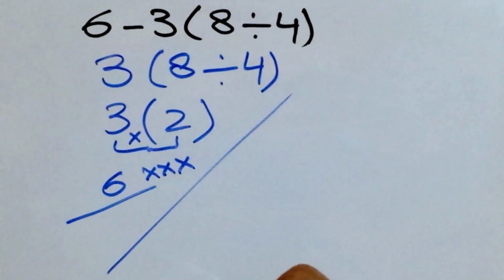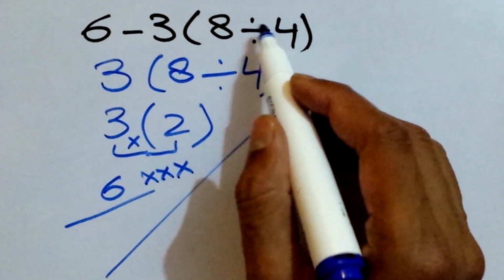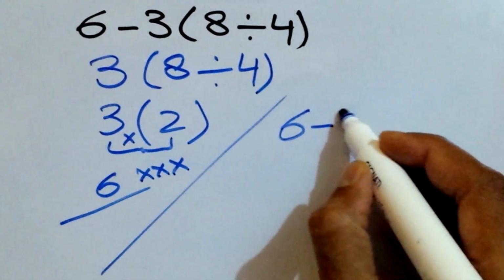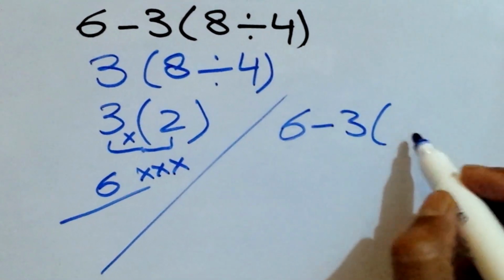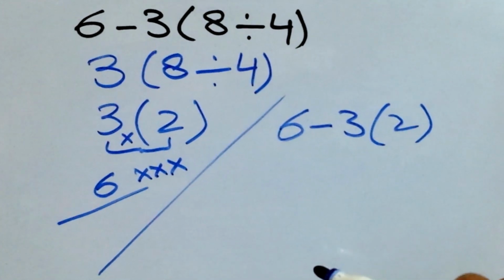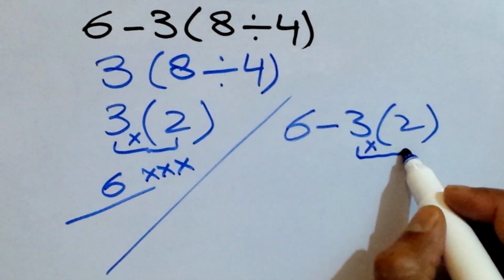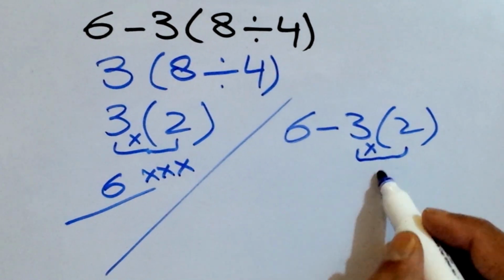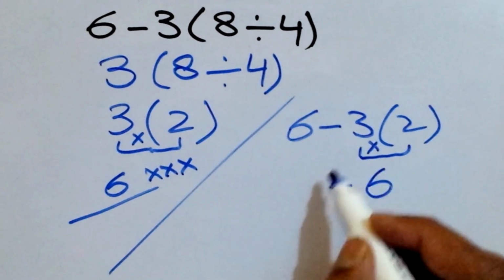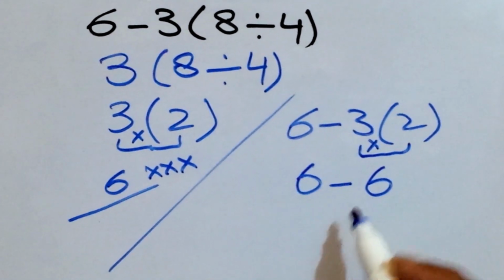We use the PEMDAS rule. So inside the parentheses first, right? So 6 minus 3 and 8 divided by 4 equals 2. Right? Now, here is the multiply. So multiply first: 3 times 2 equals 6. And minus 6. Now 6 minus 6 equals 0.